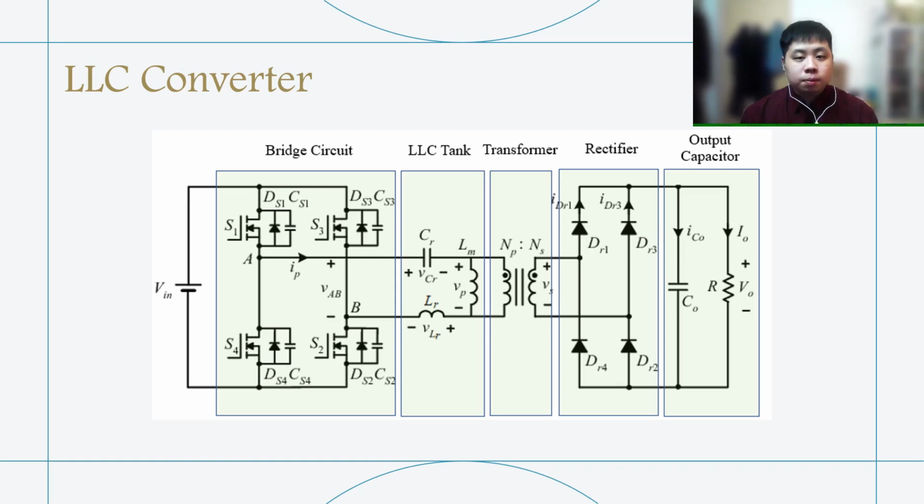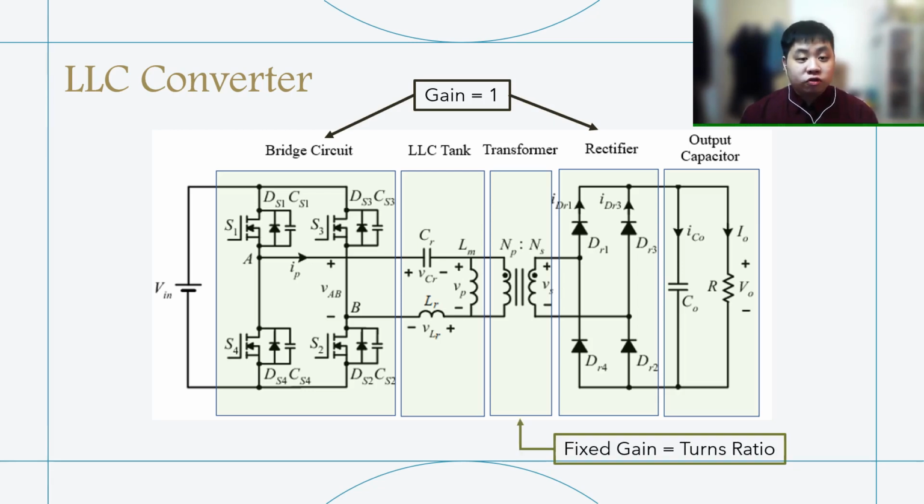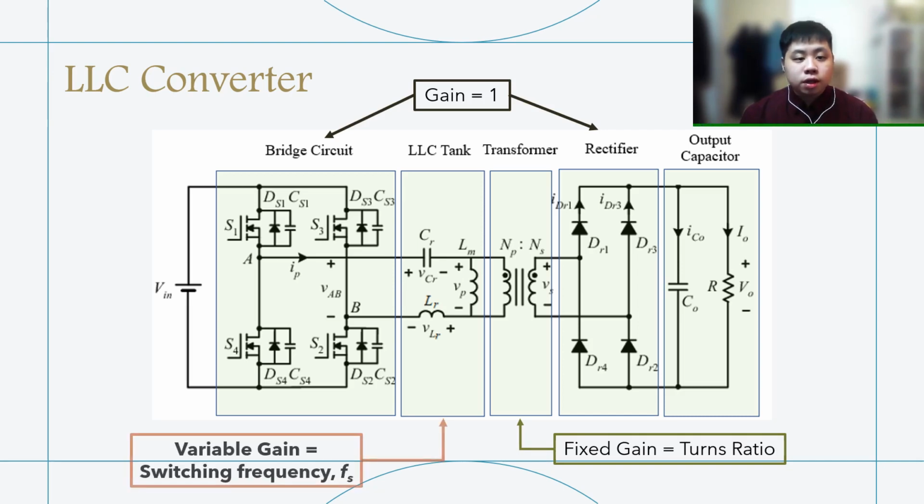To understand the converter better, we note that the total gain of the converter is just the product of the gains of each part. Both the bridge circuit and rectifier shown here have a gain of 1, so they don't contribute anything. The transformer has a fixed gain according to its turns ratio, and most importantly, the LLC tank has a variable gain that we can regulate by changing the switching frequency used at the bridge circuit.